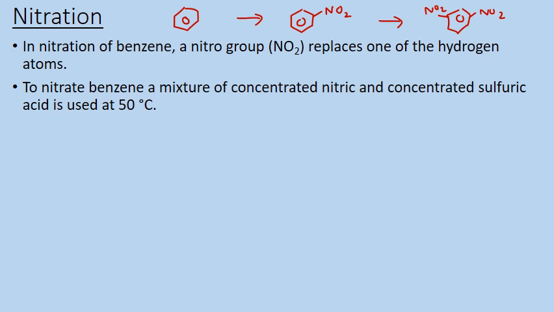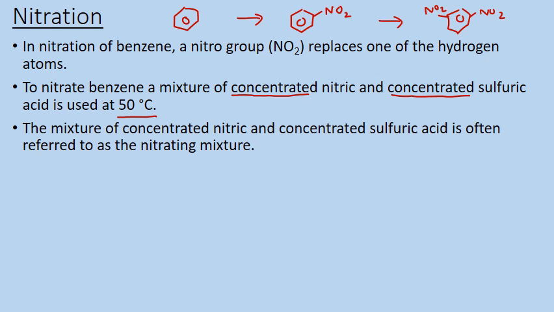And the conditions here: we need a mixture of concentrated nitric and concentrated sulfuric acid. So it's concentrated nitric acid, concentrated sulfuric acid, and 50 degrees. Those are essential conditions. You can't just say nitric acid and sulfuric acid. We have to have concentrated, and we have to have 50 degrees. This is quite often referred to as a nitrating mixture.